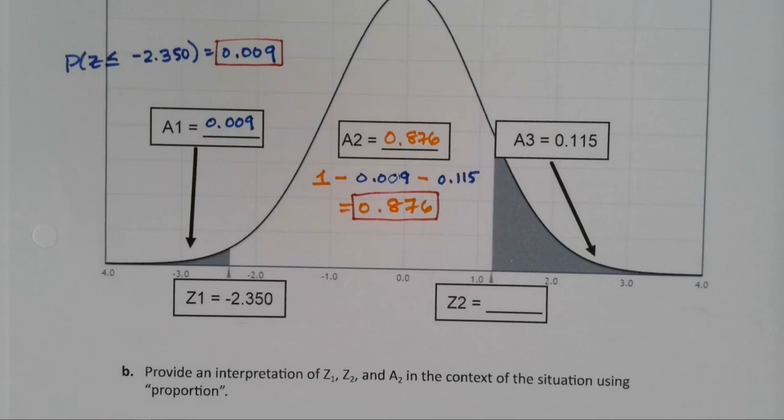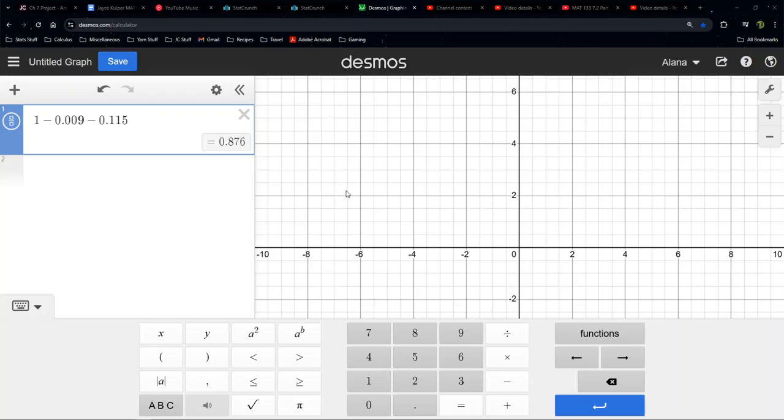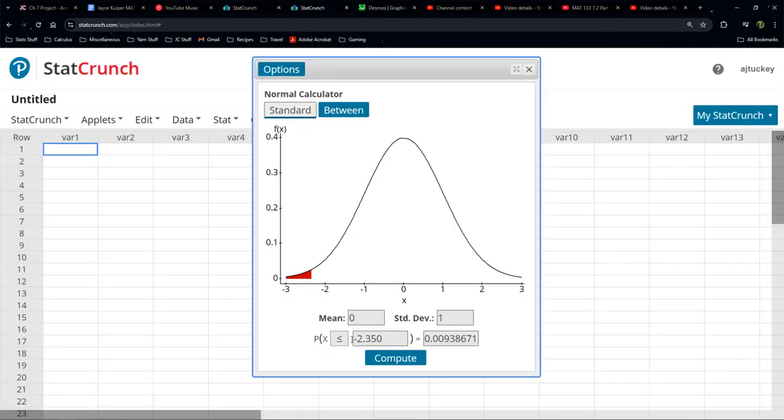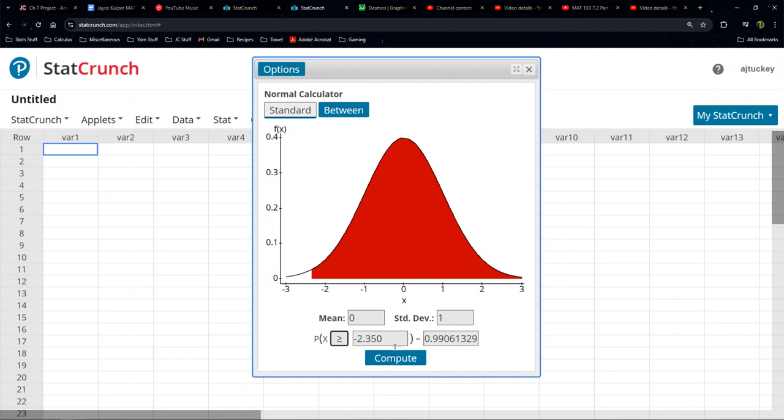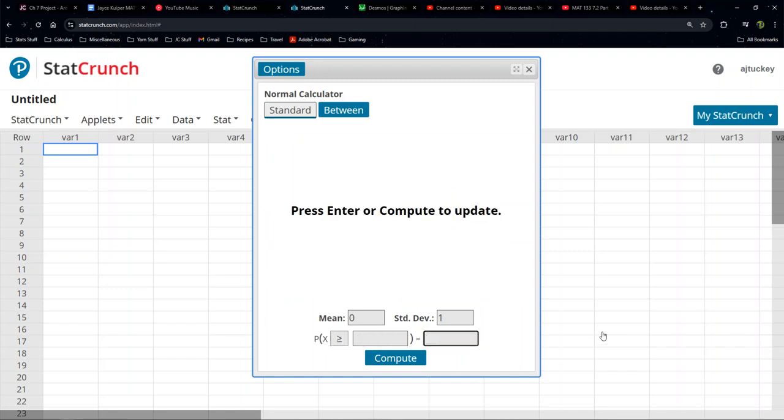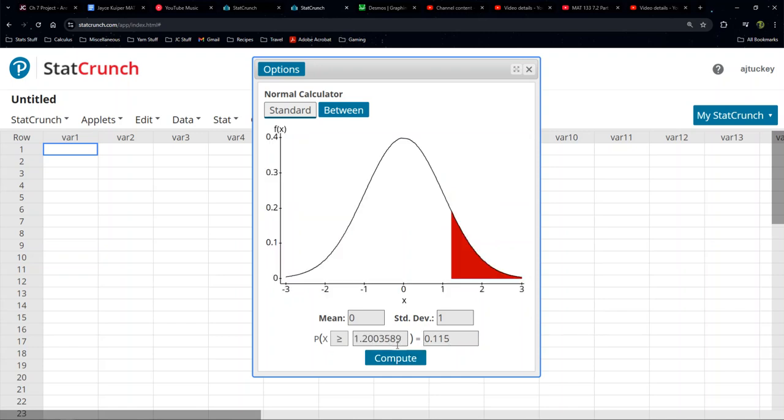All right, so let me go grab StatCrunch. Here it is. I'm going to make it point the other direction, right? I need it to be a right tail. And I'm going to go over here. I'm going to get rid of this area right here. I'm going to put in the area I know, which is 0.115. So that right tail should be 0.115. Then I click compute, and there we have it.